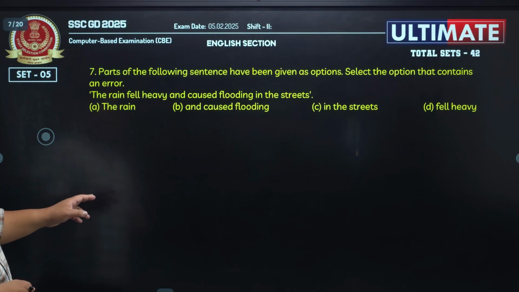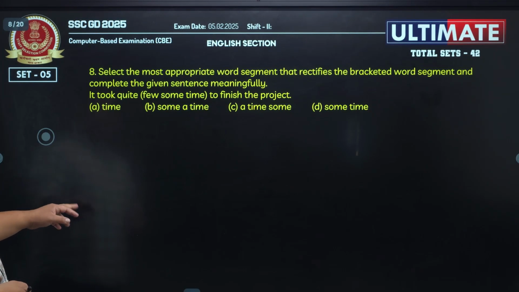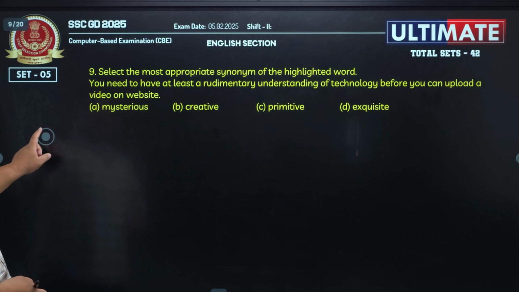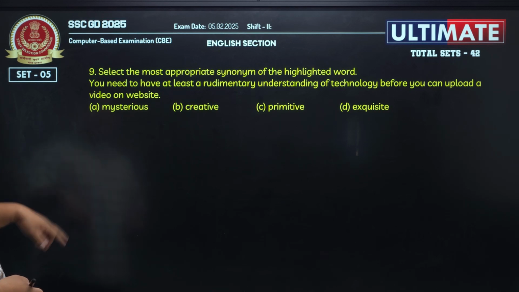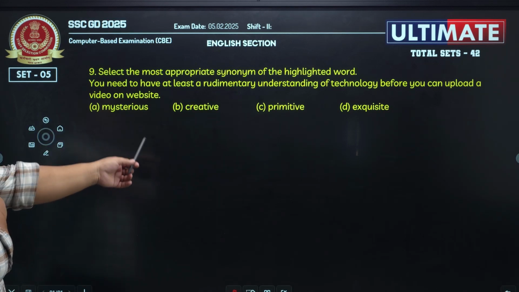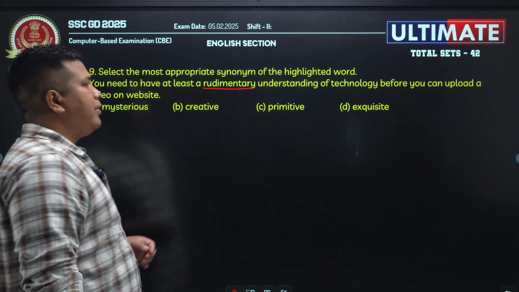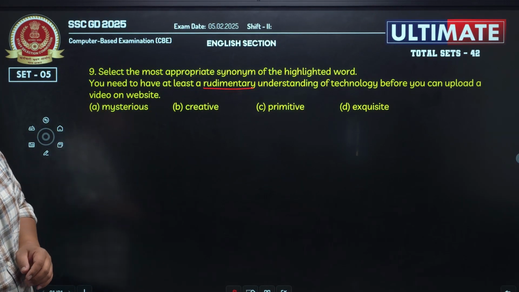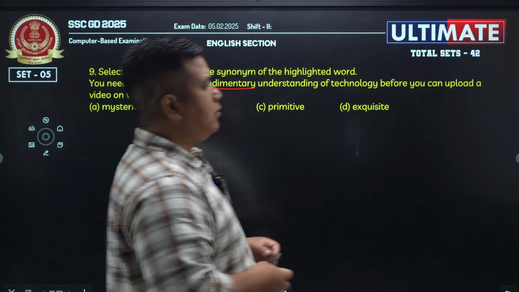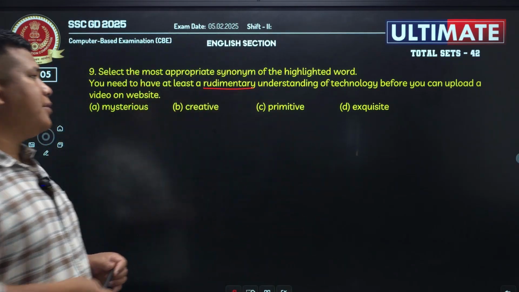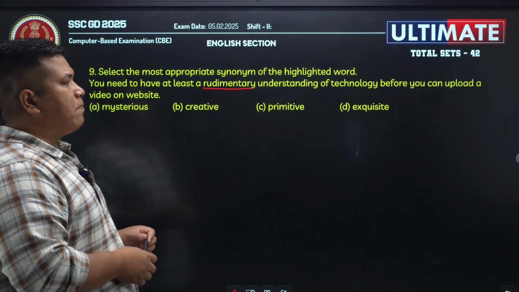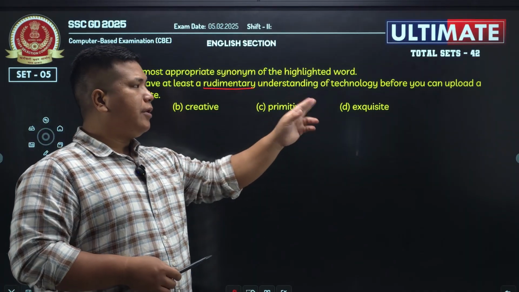Question 9. Synonym, same meaning or similar meaning. You need to have at least a rudimentary understanding of technology before you can upload a video on a website. You have to have at least an understanding of technology.